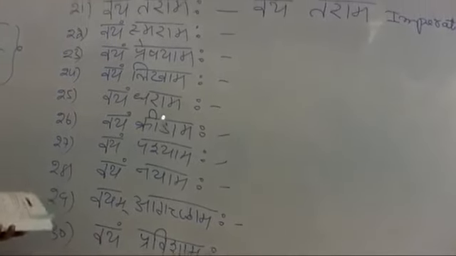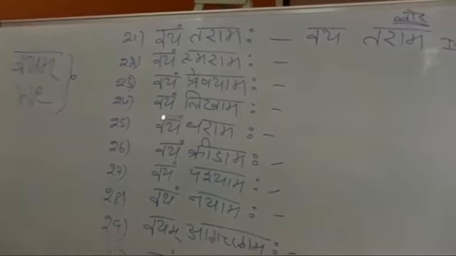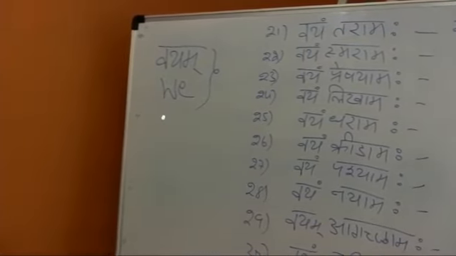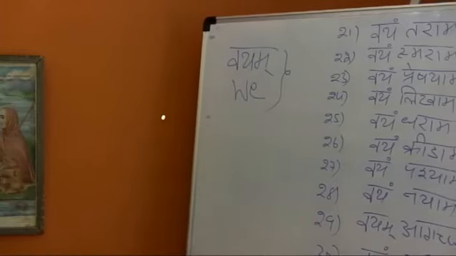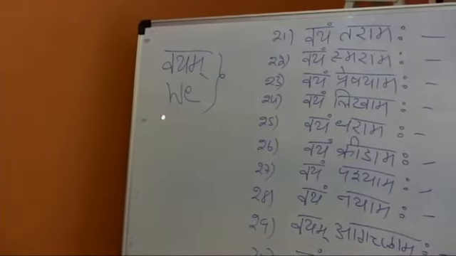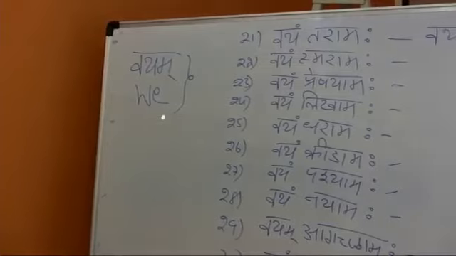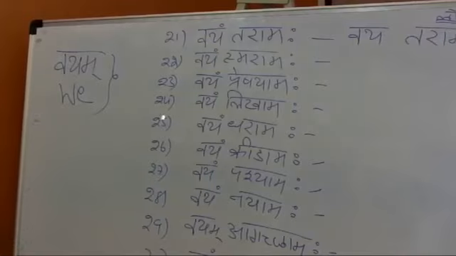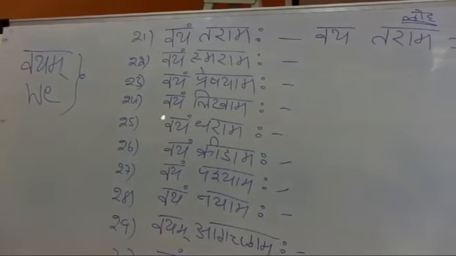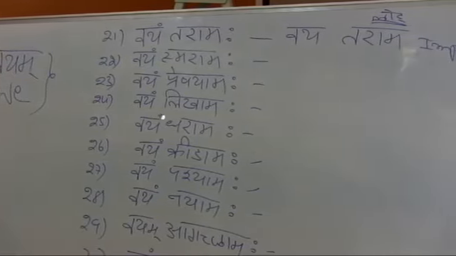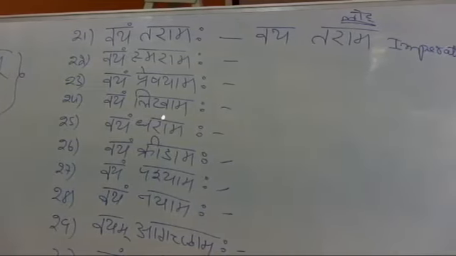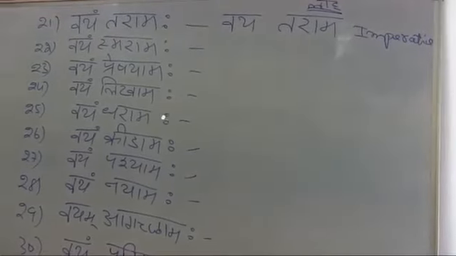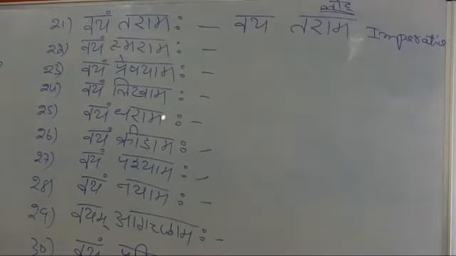Now, as you know the meanings, once again we'll go through the meanings. The 21st, Vayam taramaha, we are swimming, from tarana. You know that Vayam taramaha is present tense. We are swimming, we swim, we all swim. The 22nd, Vayam smaramaha, we remember, we are remembering. The 23rd, Vayam preshayamaha, we send or we are sending. The 24th, Vayam likhamaha, is very simple, we are writing. The 25th, Vayam dharamaha, we put on, we are putting on clothes, whatever it is.